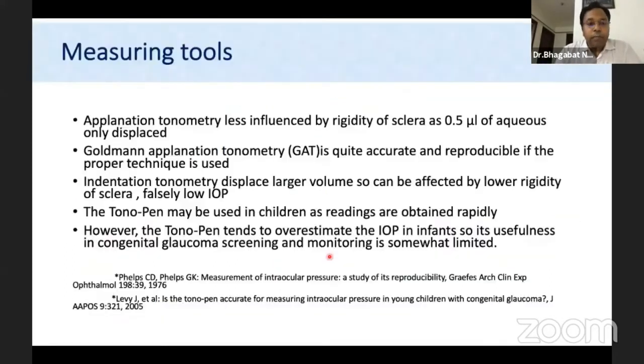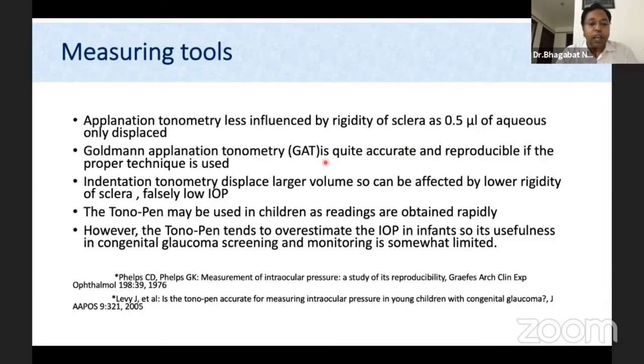Coming to the measuring tools, there are many research papers over the past 30 to 40 years comparing various tonometers. From the literature, and as we have practically experienced, applanation tonometry remains the gold standard even in children, because it is less influenced by the rigidity of the sclera, as only 0.5 microliter of aqueous is displaced.